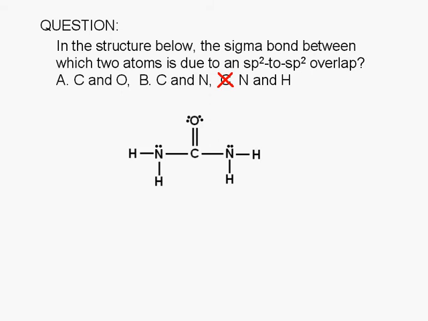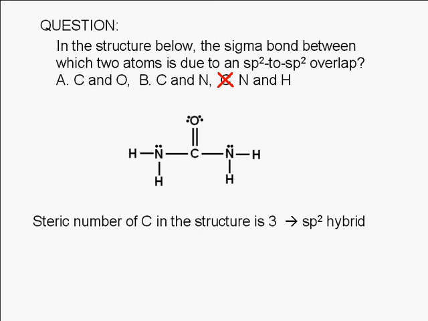Let's examine choice A. The carbon atom has a steric number of 3. There are 3 regions of high electron density around this atom: 1, 2, 3. According to valence bond theory, when the steric number is 3, then 3 of the atom's valence orbitals are hybridized. The hybrid orbitals are called sp2 orbitals.